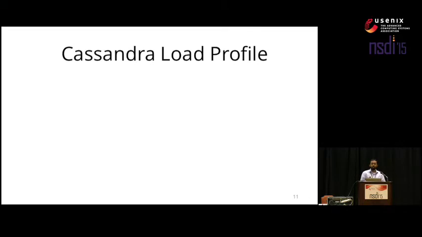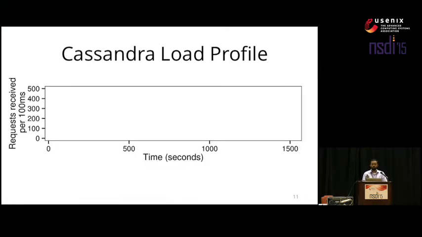And at the end of each of these experimental runs, we were looking at the load profile of individual Cassandra nodes in the cluster. And this load profile can be visualized per node using a graph such as this, where on the x-axis you have time, and on the y-axis you have the number of requests handled by the node in a 100 millisecond window.